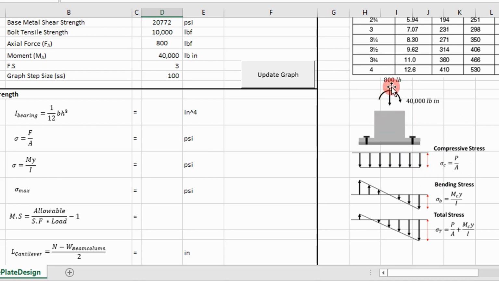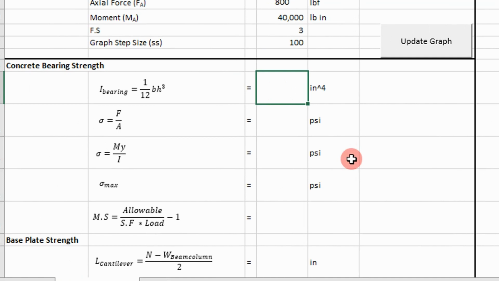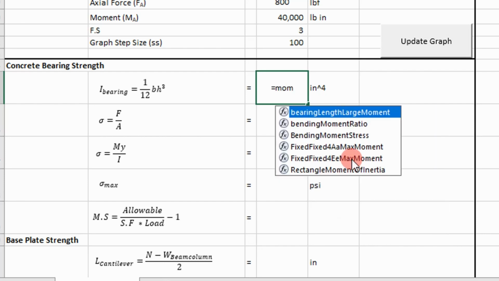So if you look at these two loads, they put a compressive stress and a bending stress, with our worst case being on the outside edge when you sum these together. So we're going to calculate this value right here. What's the value of that stress at the edge of the base plate that's pressing on the concrete? To do that, we need to calculate our bending moment of inertia for the area that it's pressing against on the concrete. So I wrote a VBA function.